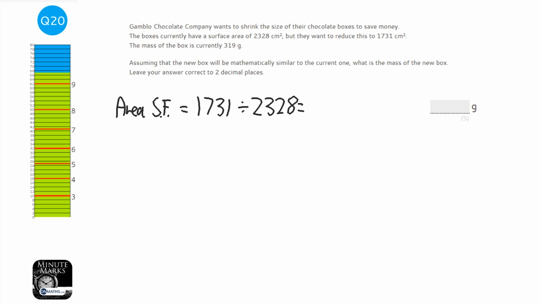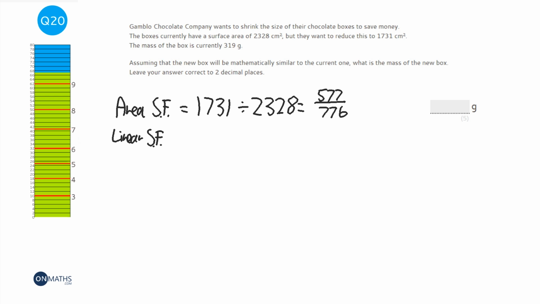So I'm going to get my calculator, and 1731 divided by 2328. And when I do that, I get a horrible decimal. You can write it as the fraction that turns up, which is 577 over 776. We can write it as a decimal, but keep it in your calculator, because the next step is to work out what the linear scale factor is.